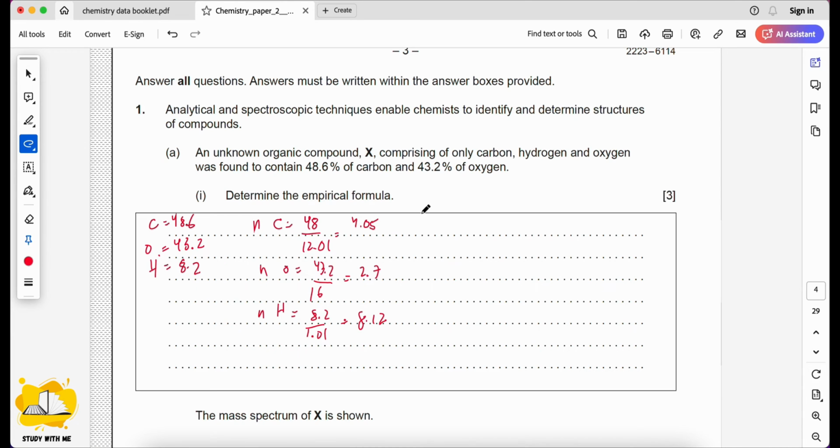So to determine the empirical formula, we divide by the smallest number among these three, which is 2.7. So for C, 4.05 divided by 2.7 would be 1.5, and for oxygen it will be 1, and for H it will be 3. So we cannot write C 1.5, so we multiply by 2 for all of these. That would be C3, H6, and O2.